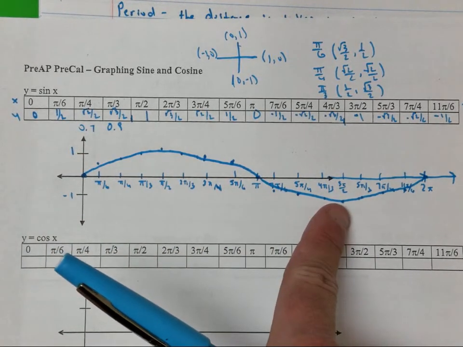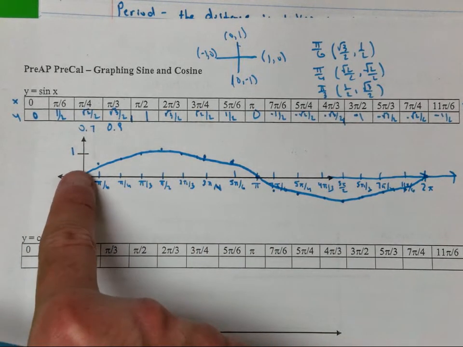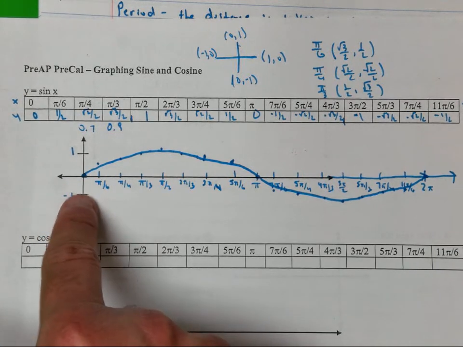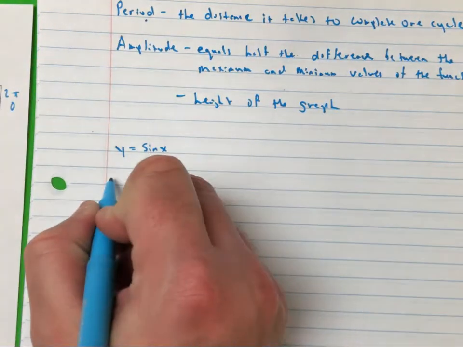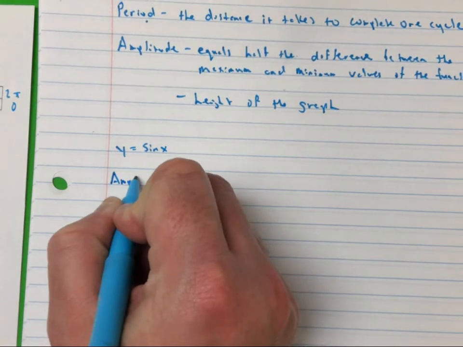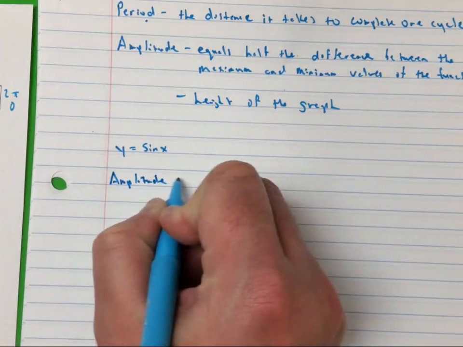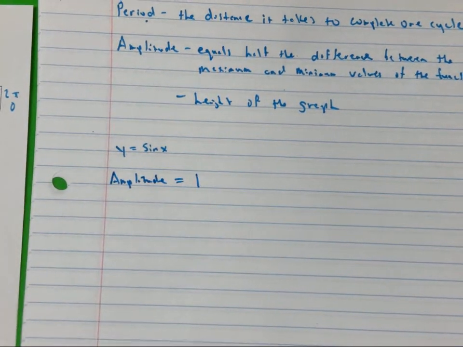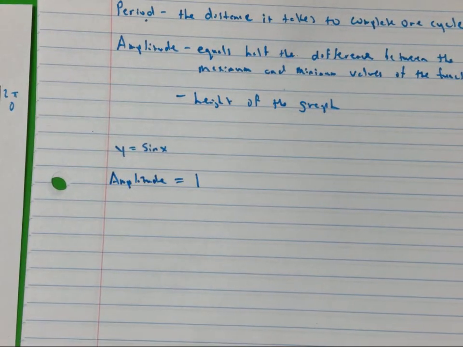Goes up to 1, goes down to -1. Take the absolute value of 1 is 1, absolute value of -1 is 1. So the amplitude is 1. So we need to know that the amplitude is 1. If I ask you the amplitude of sine x, you should tell me 1.